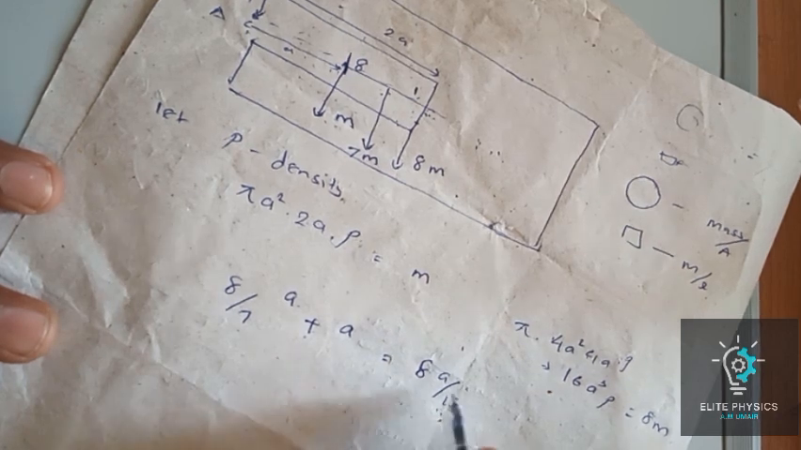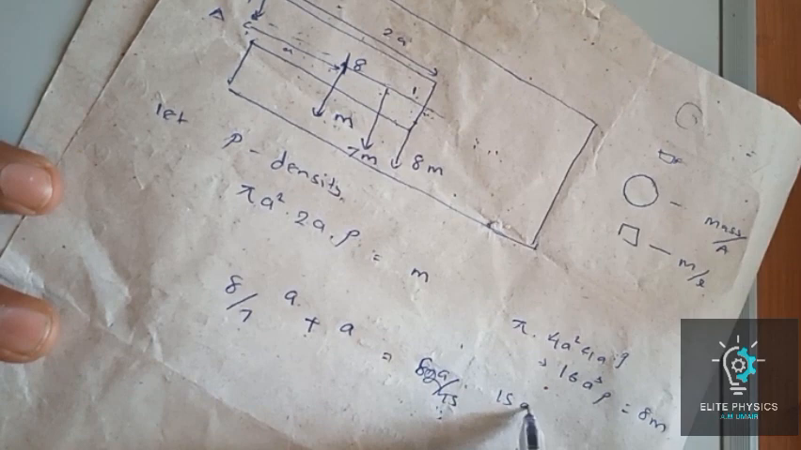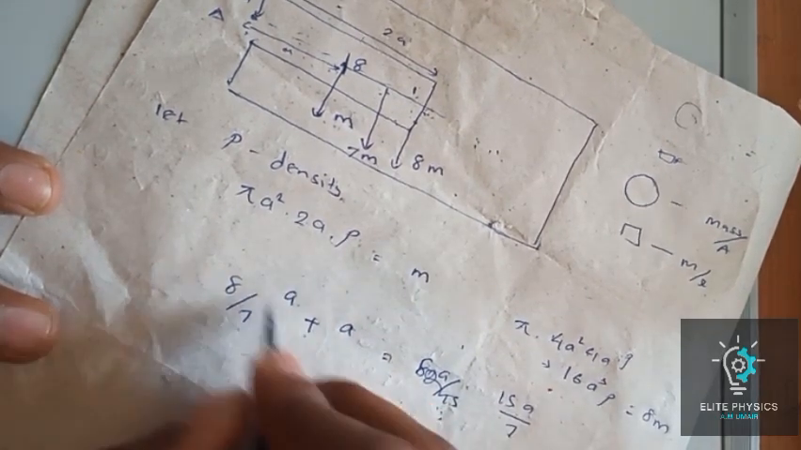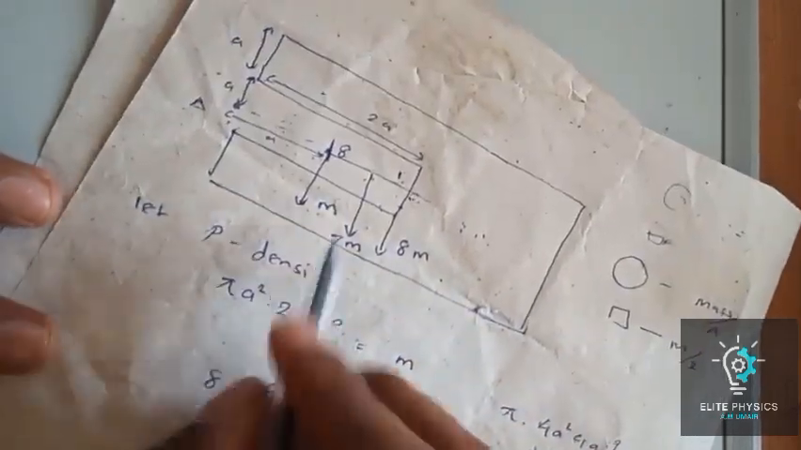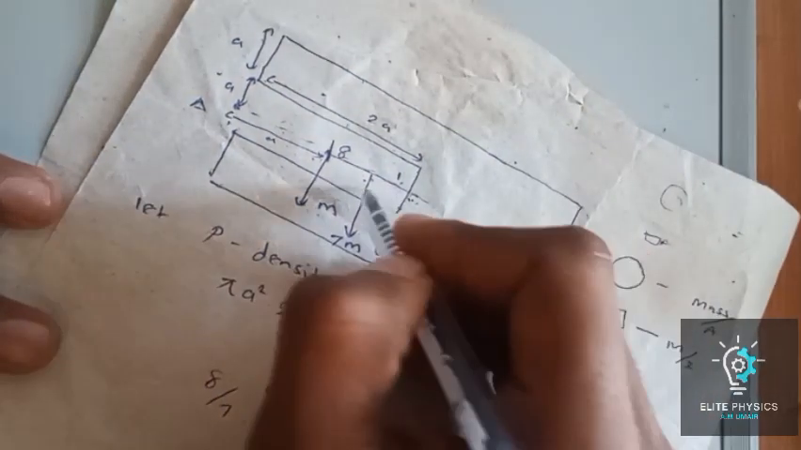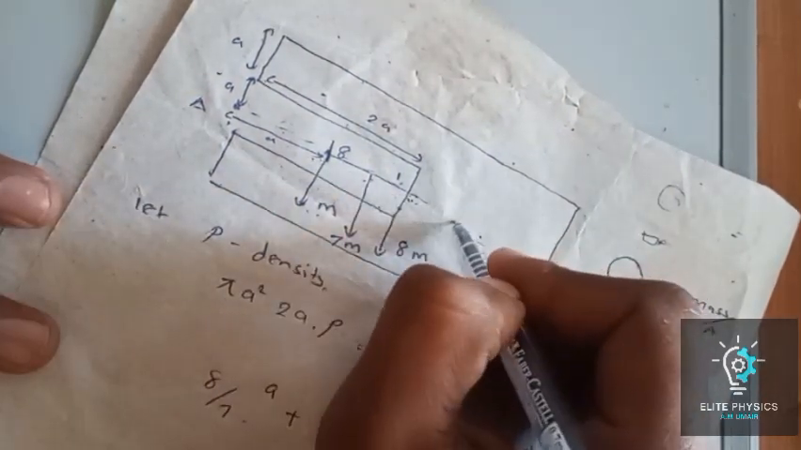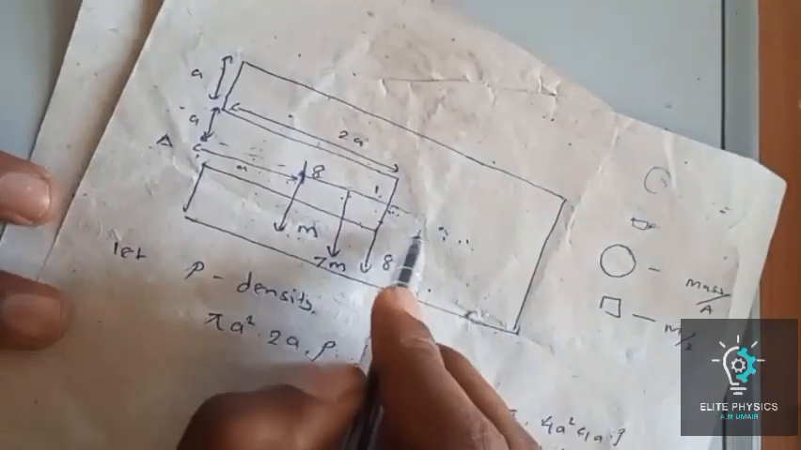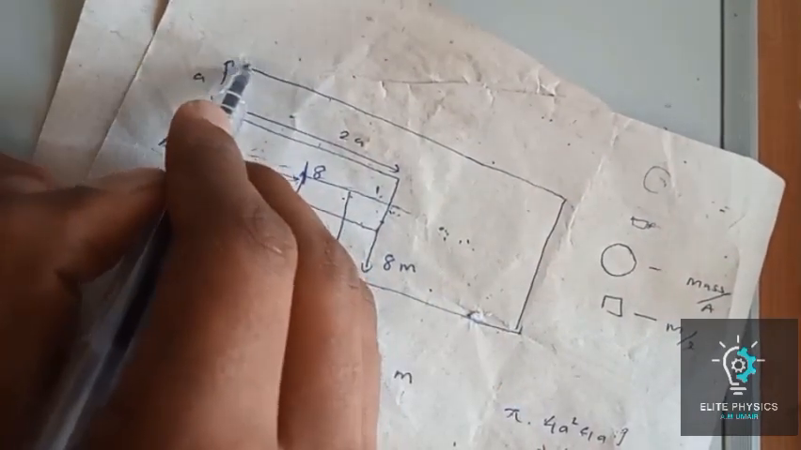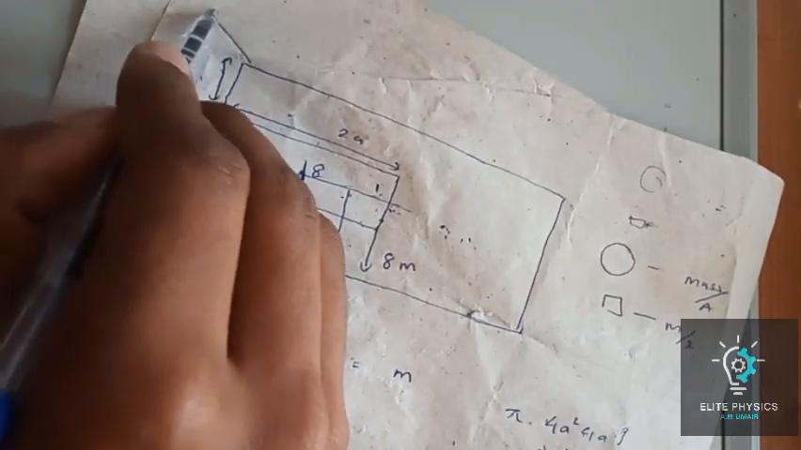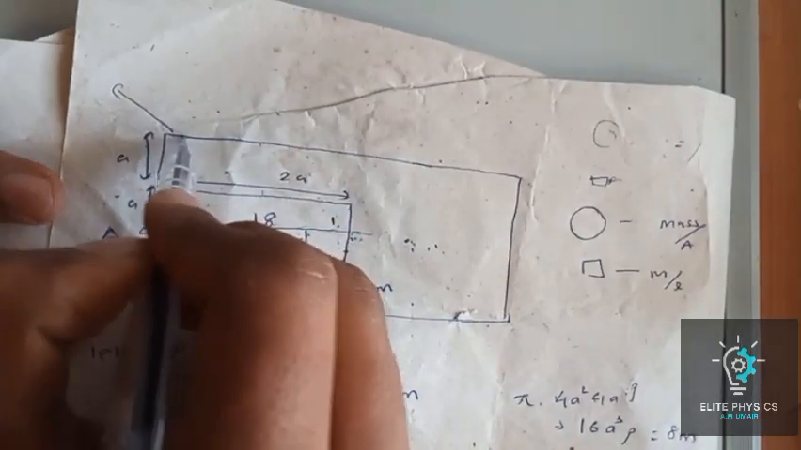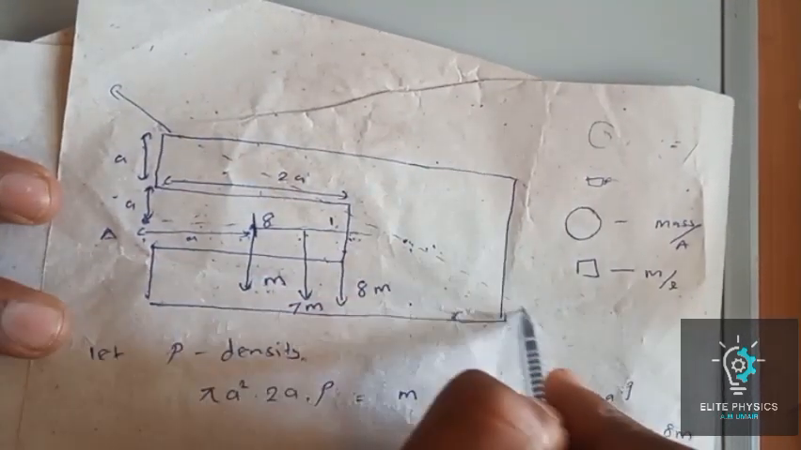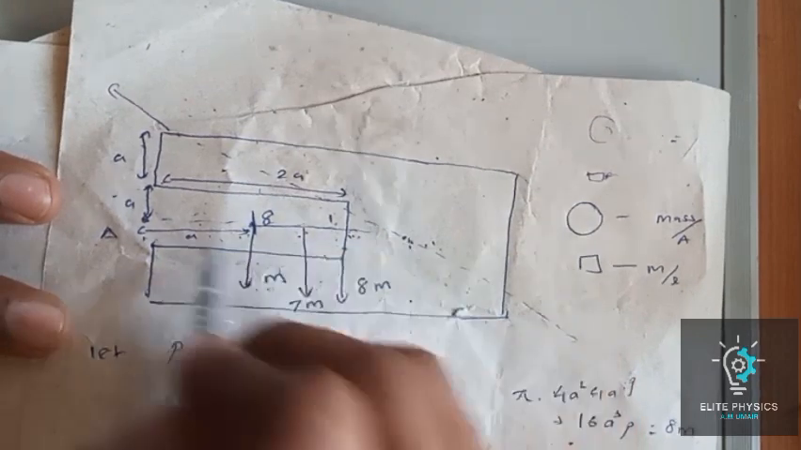15a by 7. 7 plus 8, 15a by 7. Right? So it's going to be somewhere around this point. So if I hang this object in a string along this edge, the line of action of this goes through this point. So this angle is supposed to be equal to theta.